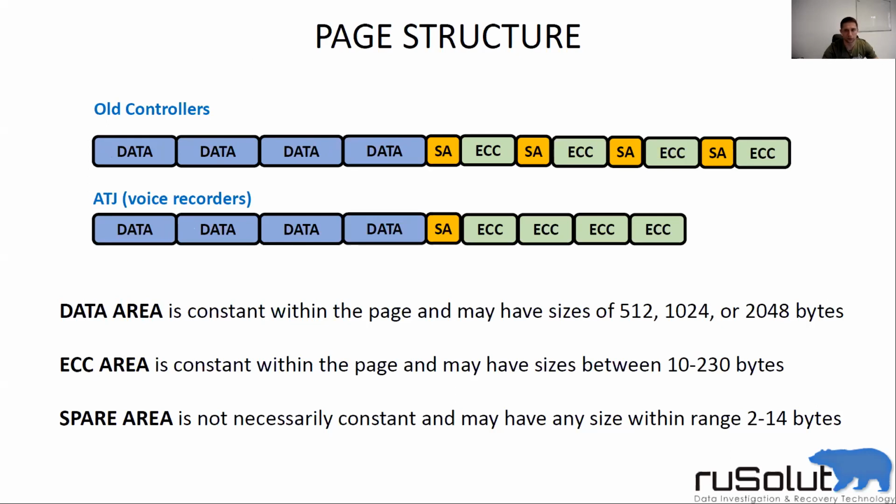If you do some forensics, or even not forensics, if you deal with voice recorders, you may know that many of them use ATJ controllers, and those controllers use this page structure. So this one is typical for ATJ controllers. And the same rules here: the data area is constant, the ECC area may be different, the spare area may be different. So that's the thing you need to remember about page structure. If you know this, it's not a big problem to do page structure, page layout, for basically any controller.